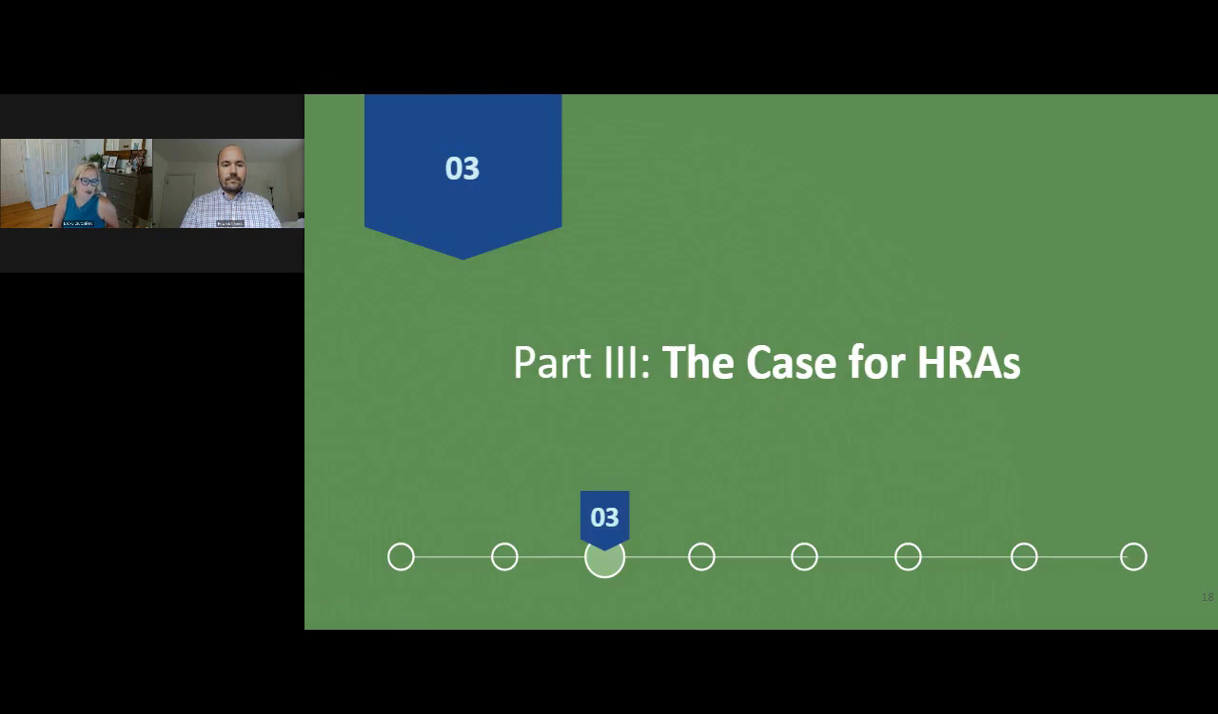So they're not as popular as HSAs and FSAs, mainly probably because employees contribute their own money to those accounts. But what is the case for HRAs, which are essentially funded by employers?